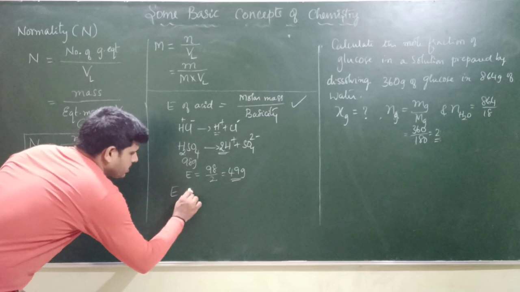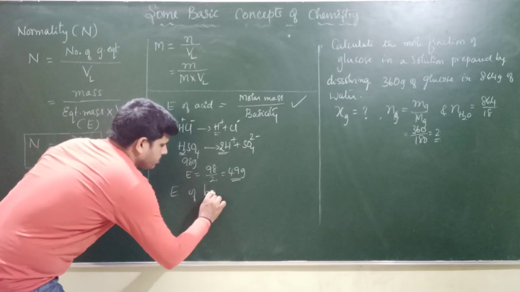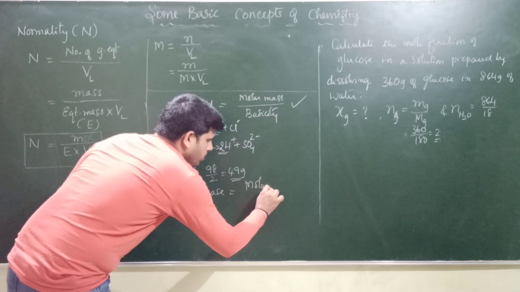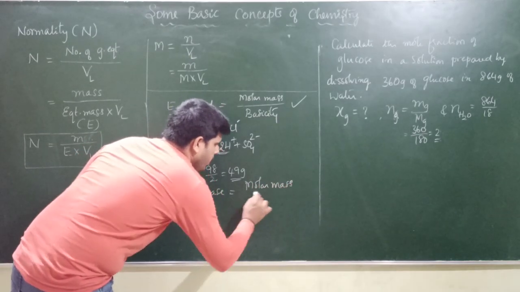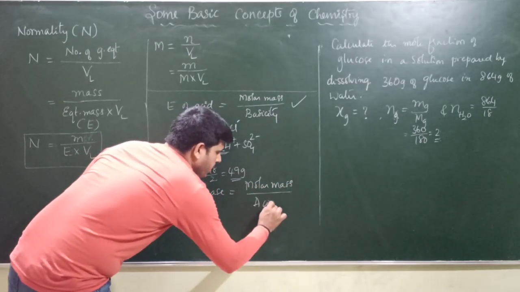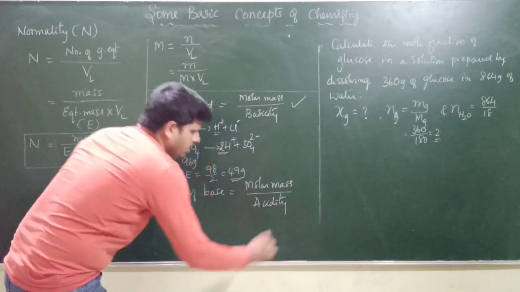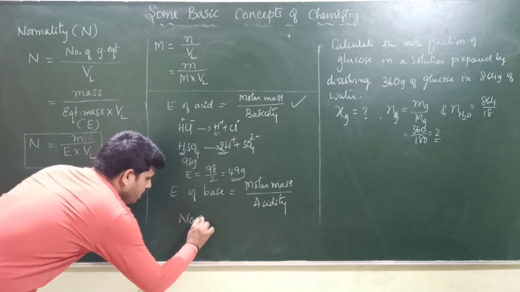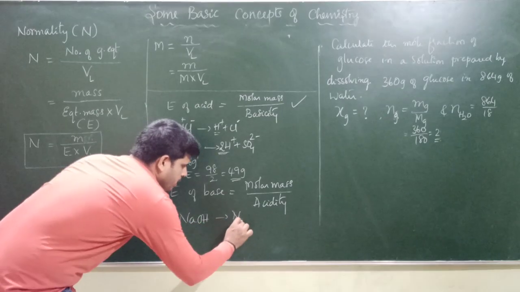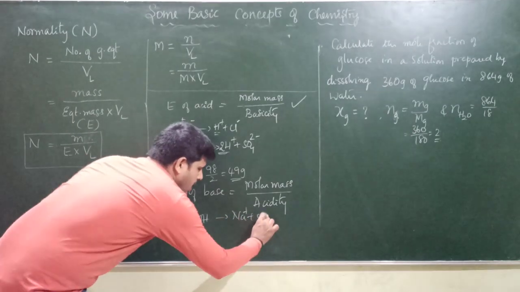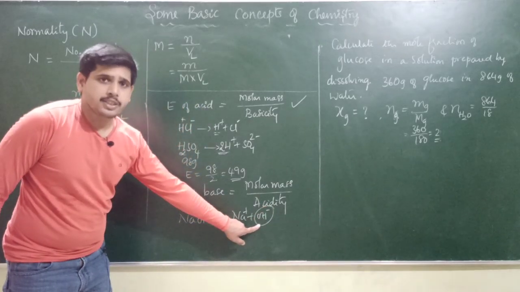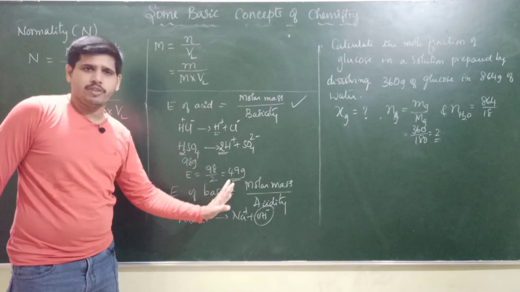Similarly, equivalent mass E of base has a formula: molar mass divided by acidity. For base, the acidity term will come. So exactly similar to this. If I take NaOH as an example, which dissociates into Na plus plus OH minus, so acidity is due to the OH minus ion. How many OH minus ions are there? Only one. 1 mole we can say, right?